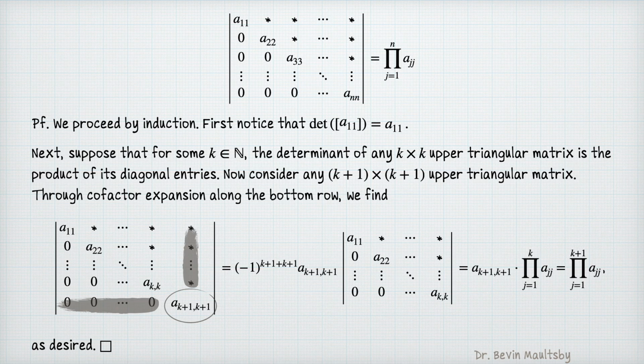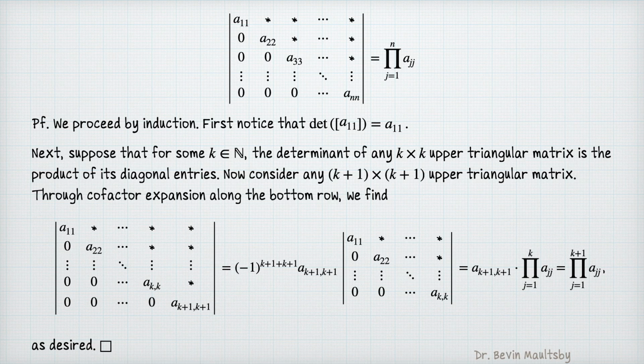And how it contributes looks like -1 raised to the row number plus column number for that term. Well, in this case, that's k plus 1 plus k plus 1. Notably, it's an even number because it's twice k plus 1. So the -1 will end up being raised to an even power. We will multiply that with the entry in the bottom right corner, and then multiply that by the determinant that I haven't crossed out. So that's the k by k submatrix that you see in the top left.